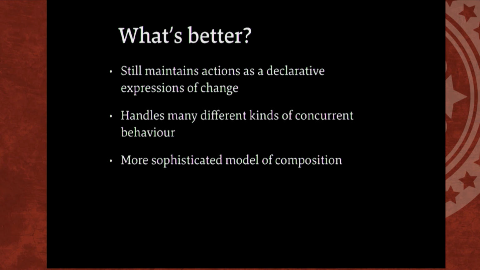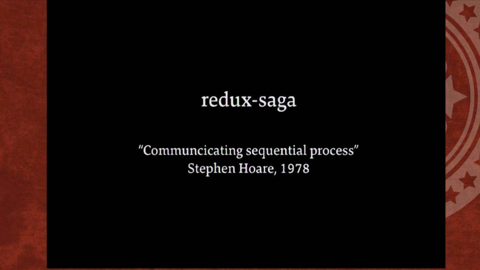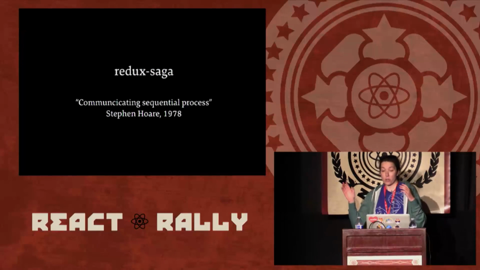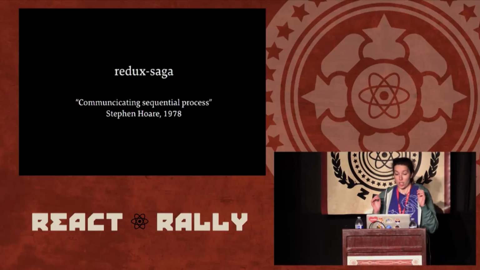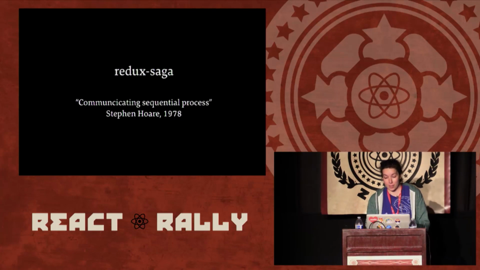So what's better about this? Well, we still have actions, and because of the nature of having many communicating subprocesses, we can have many different kinds of concurrent behavior in asynchronous flows. We have a much more sophisticated model of composition applied here, and again, I don't have time to go into the details, but please look up Redux Saga if you're interested. Another thing you might want to do, if this looks cool to you, is go look up a paper from the 70s called Communicating Sequential Processes by Tony Hoare.